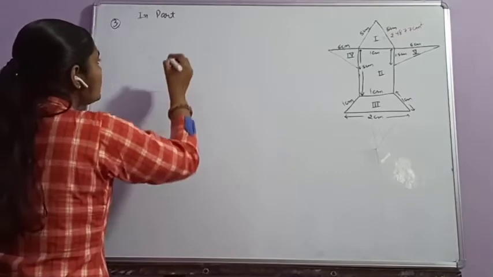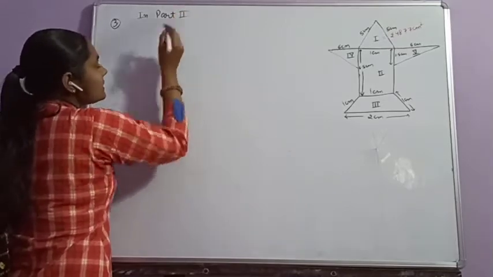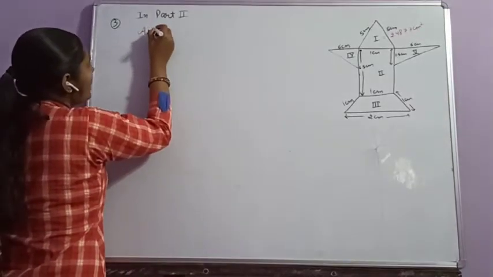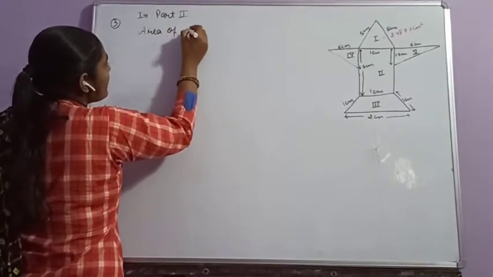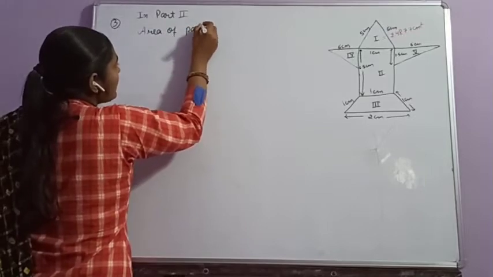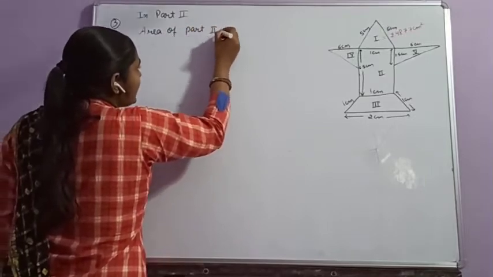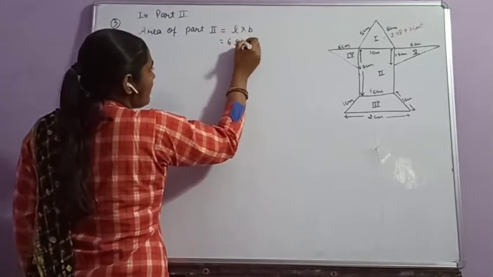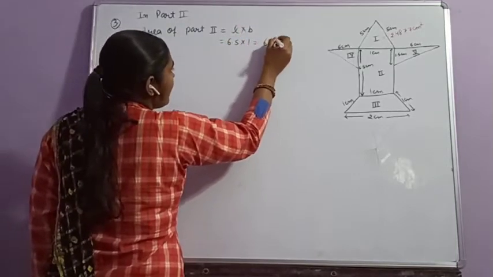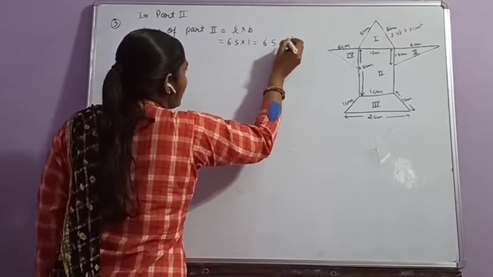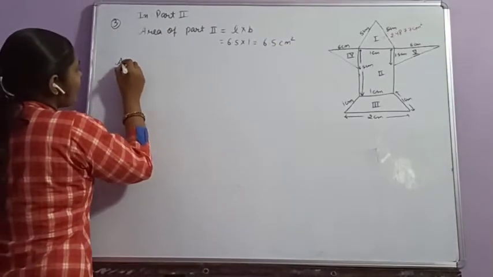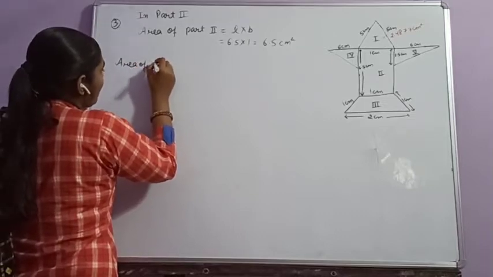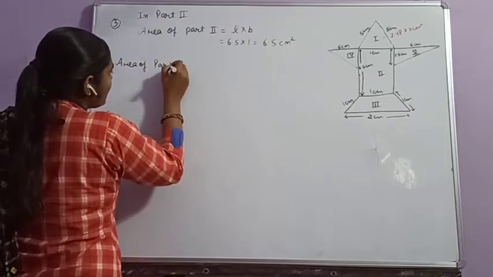In part 2, it is in the form of a rectangle, and we know that area of a rectangle is equal to length into breadth, and length is 6.5 centimeter and breadth is 1 centimeter. That will be equal to 6.5 square centimeter. Similarly, area of part 3.